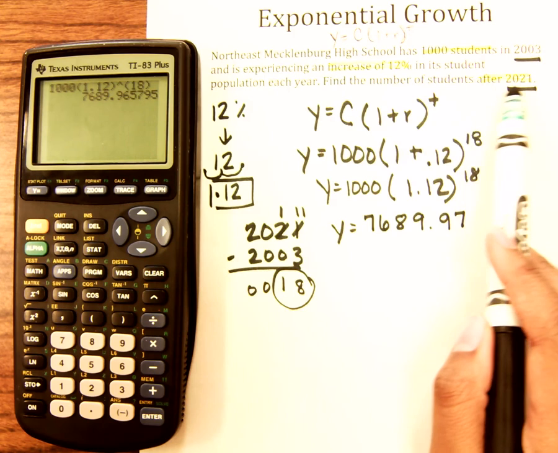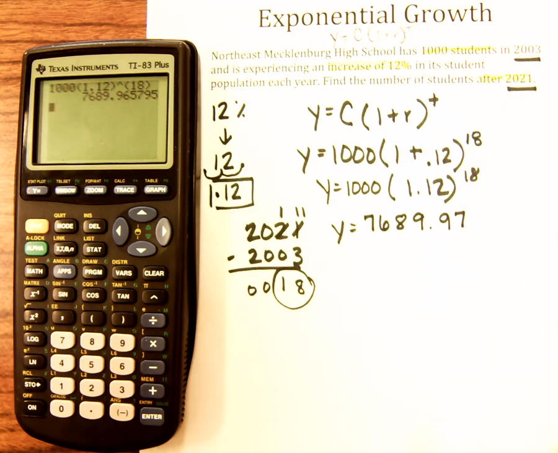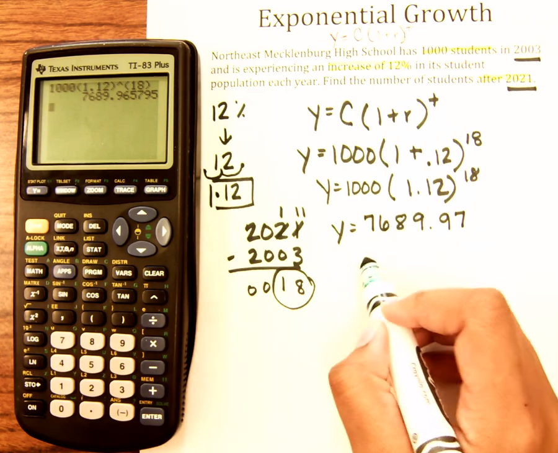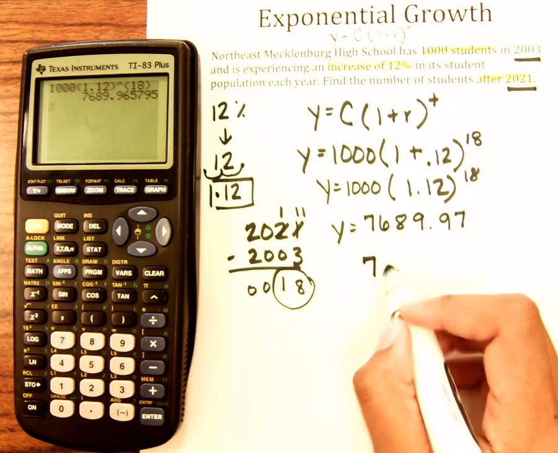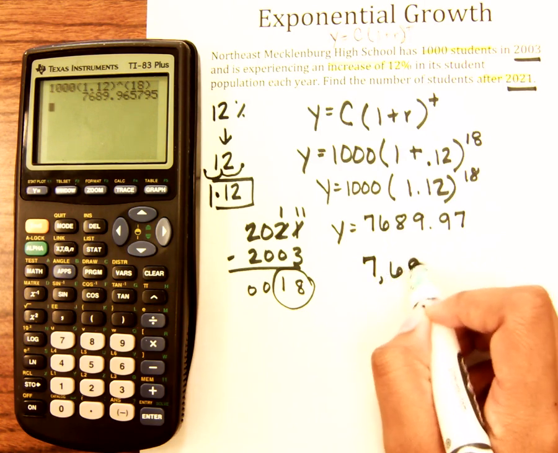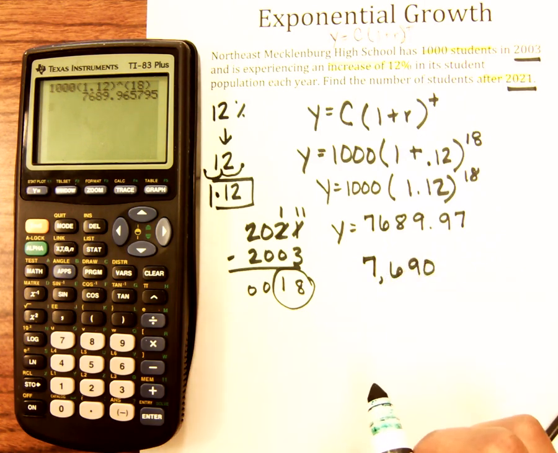So it says find the number of students after 2021. Well, we know we can't have a point number of students, so this means we're going to have to round up to the whole number. So we would really have 7,690 students in North Meck after the year 2021.